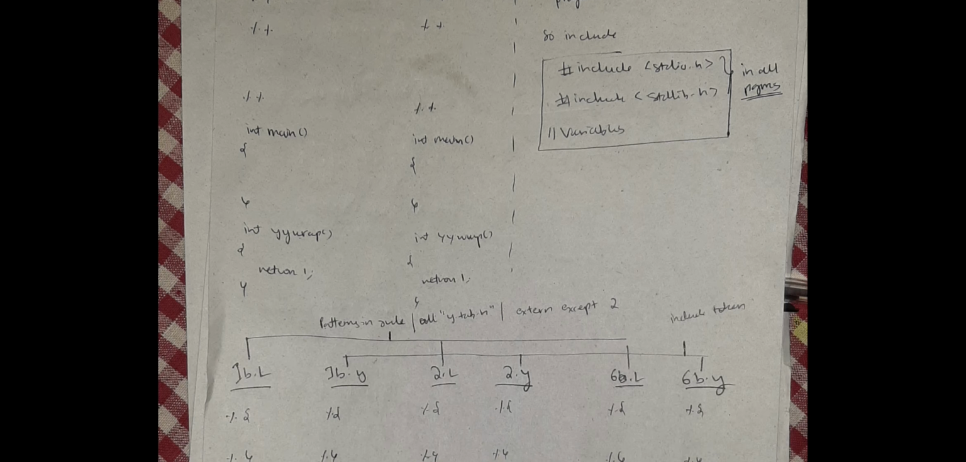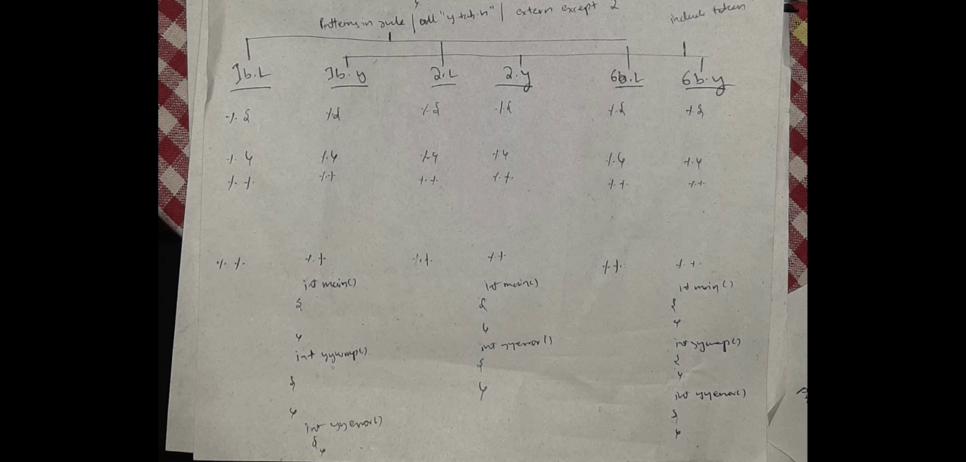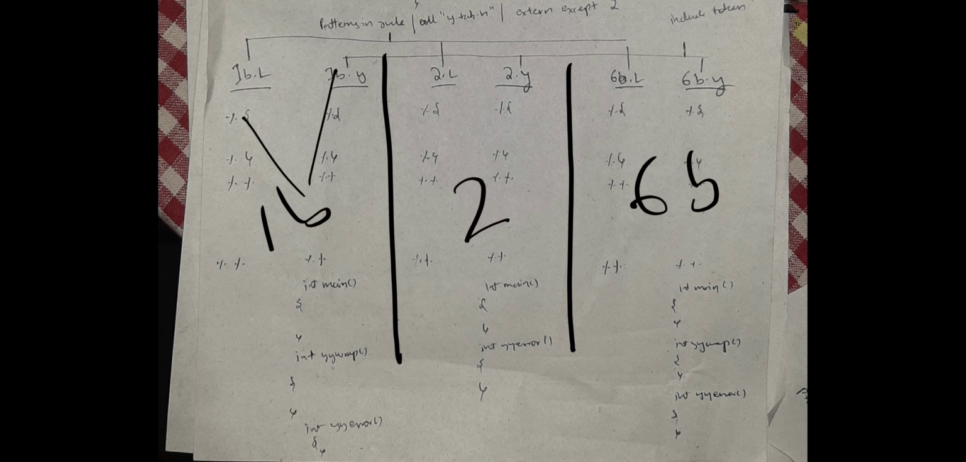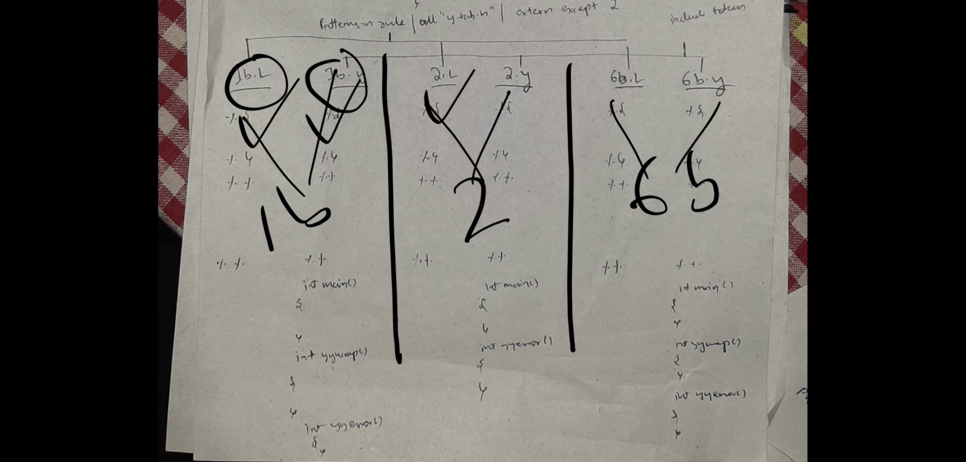Now we will be discussing what is in the second part. In the second part, these programs are divided into three categories. This is 1b part, this is 2, and this is 6b part. Here we have two programs, here also we have two programs, here we have two programs. Which are the two programs? .l and .y. Lex program and Yacc program. Here also Lex program and Yacc program.